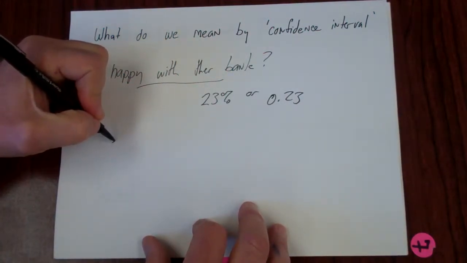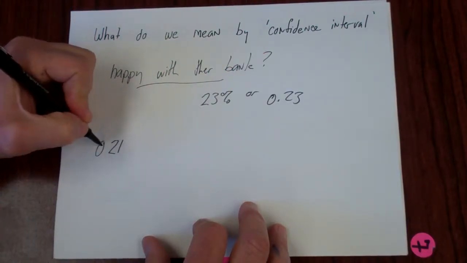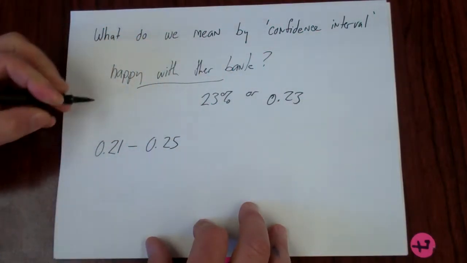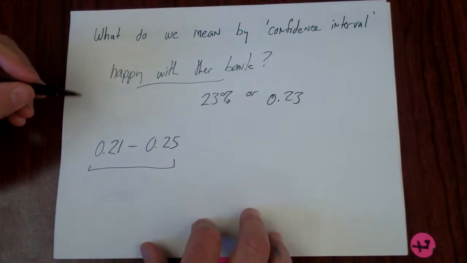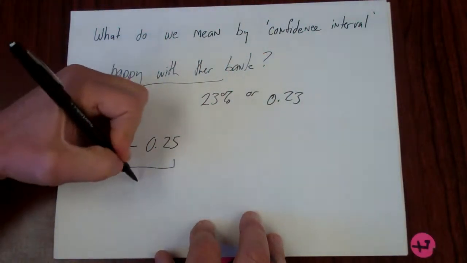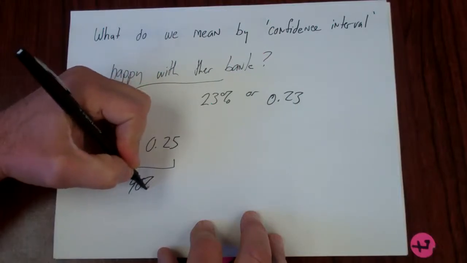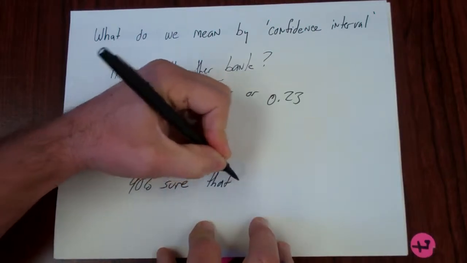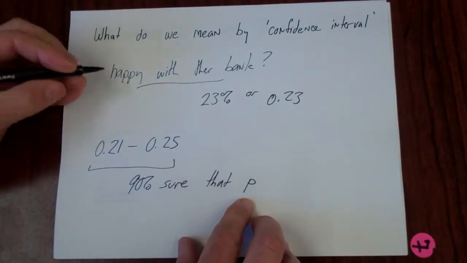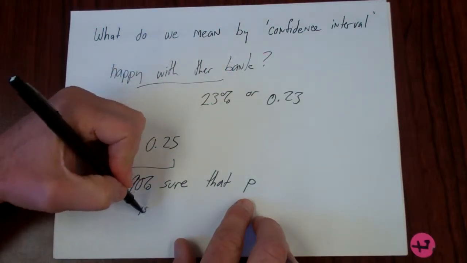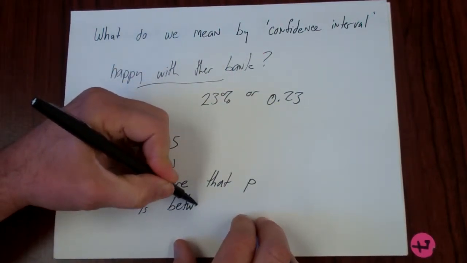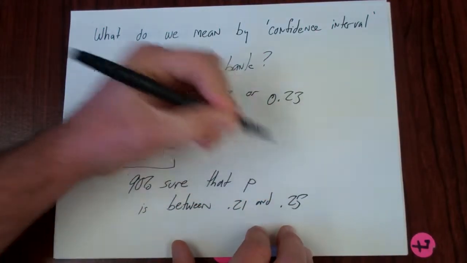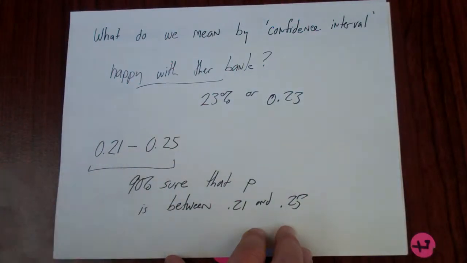So let's say you had an interval, 21% to 25%. This is an interval. And we're going to talk about why we can say this, but let's say you can be 90% sure that P, the true population proportion, is between 0.21 and 0.25. That's what we mean by a confidence interval.